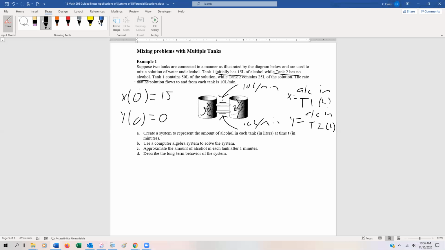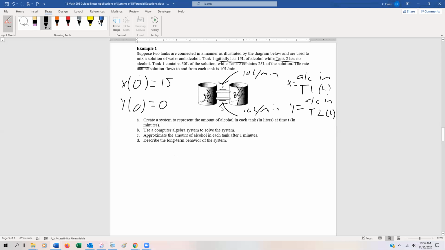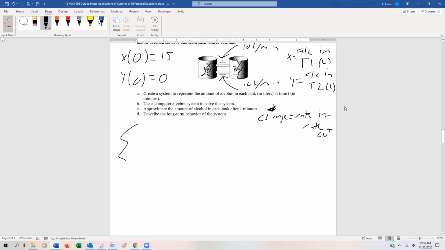So let's set up some sort of system to help represent this. All right, and then we're going to go ahead and solve the system. So we know that the change is going to be equal to rate in minus rate out. And so let's just say we're looking at the change in the alcohol. All right, so that's going to be dx/dt. So that's just going to be the change in tank 1. And we could actually just define that as x prime if we wanted to, which we will.